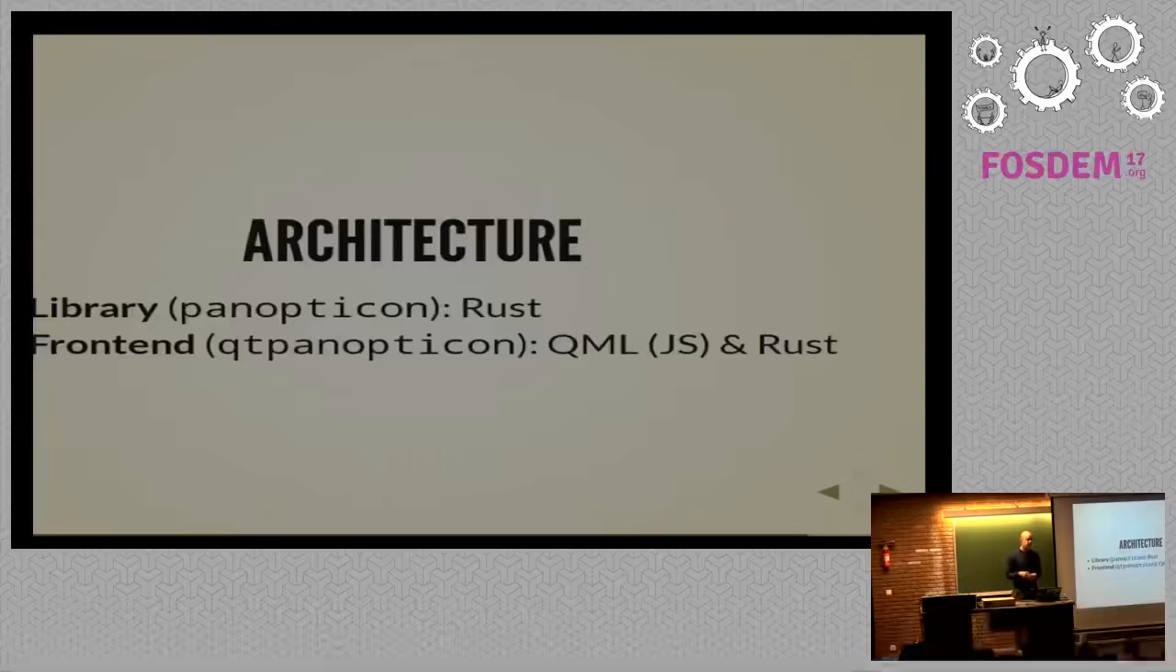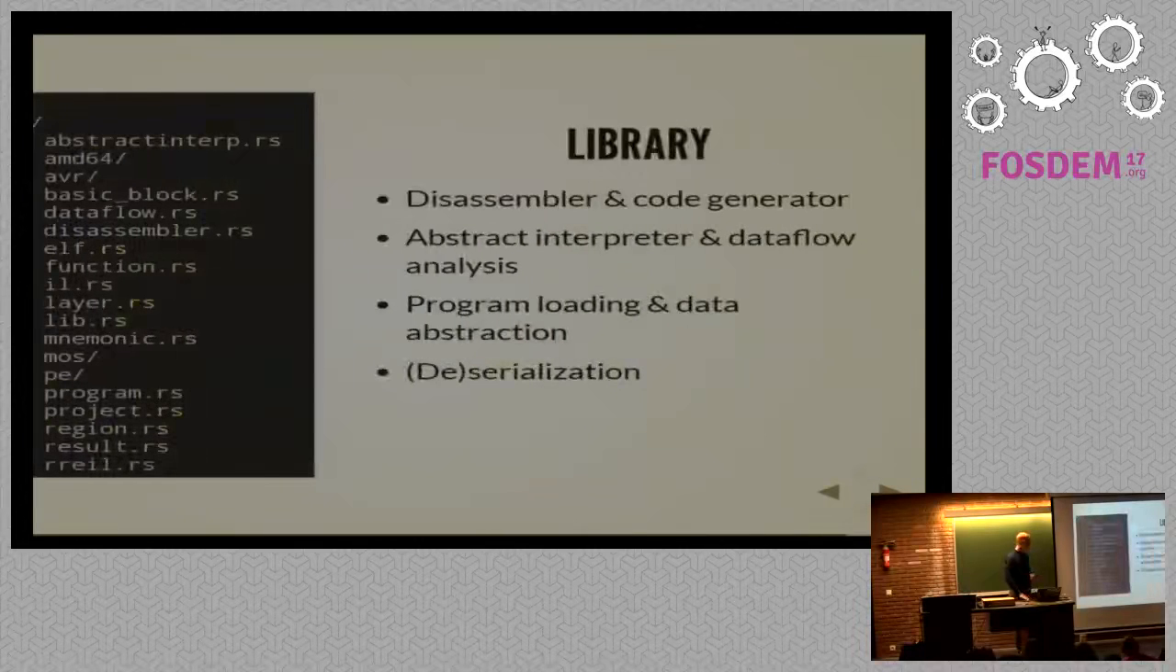We also have the graphical front end, which is a bit of Rust to interact with the library. And on top of that is QML. That's some kind of JavaScript derivative that's used by Qt to implement widgets. So when you clone the repository, you see something like that. The library consists of around 20 files that are more or less named after the thing they do. We have the abstract interpreter, and then we have the disassemblers for AMD64, AVR, and MOS.